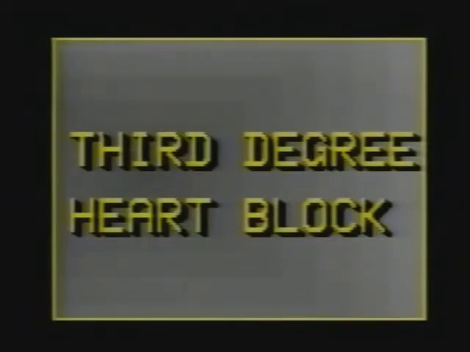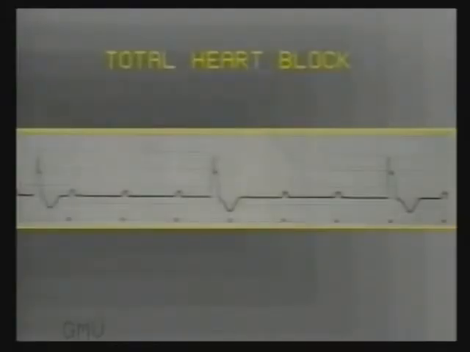Now we come to a third degree heart block. Observe this ECG. You can see P waves at regular intervals at a rate of 100 per minute, and there are QRS complexes also at regular intervals at a rate of 30 per minute. But there is no fixed relationship between the two.